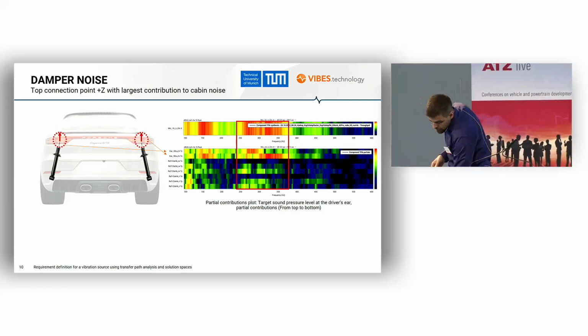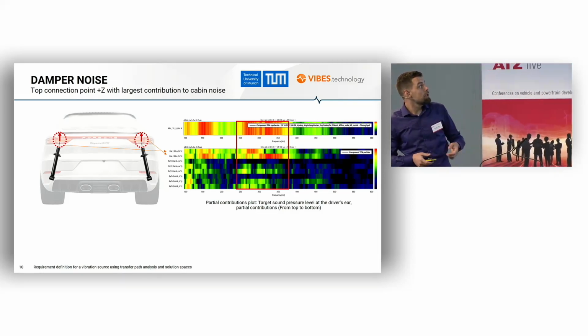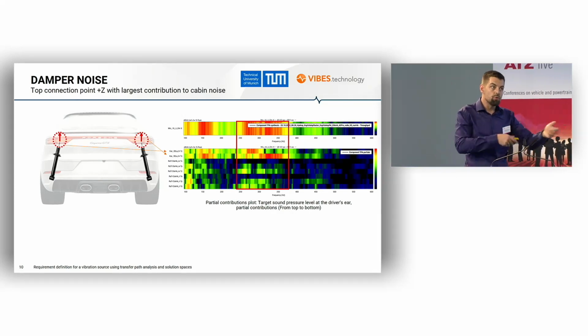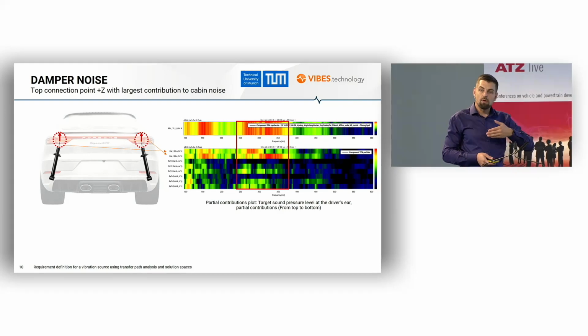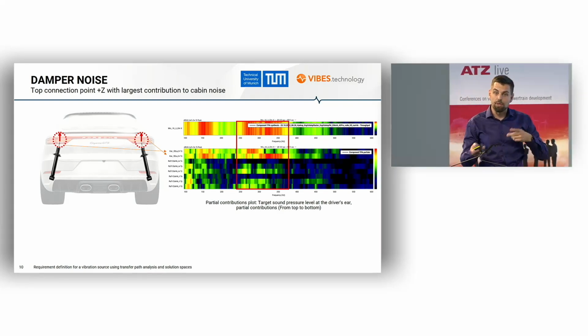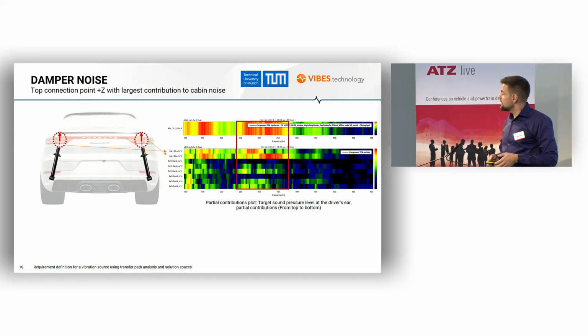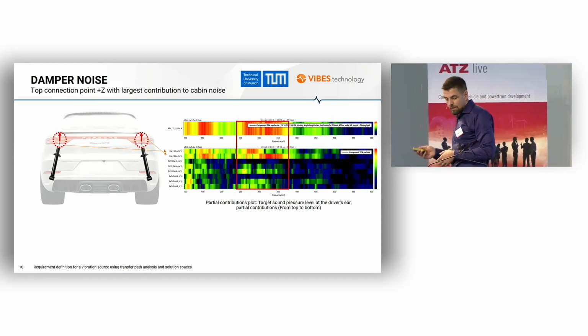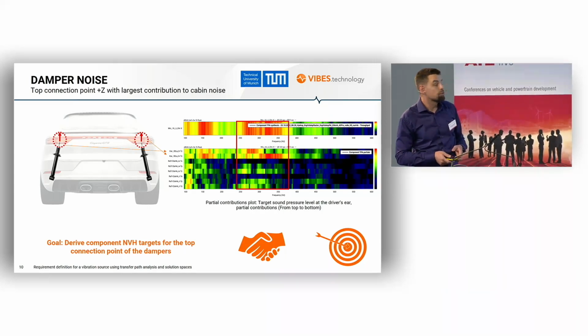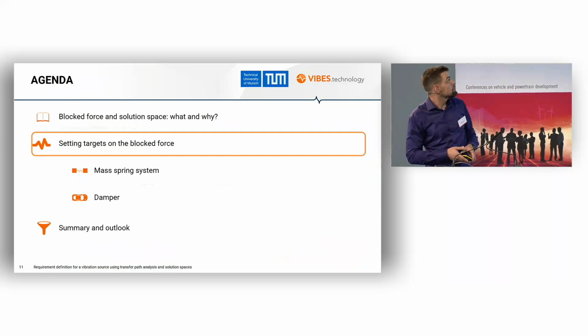So the task here, just as an example, would be to derive a component target for this damper that you can give to your supplier based on the vehicle target, which I've shown at the beginning, the comfort in the driver's cabin. And Mr. Xu is going to explain a bit more on how to do that in a structured manner with solution spaces.